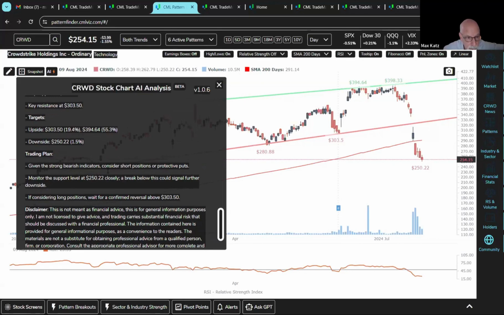Given the strong bearish indicators, consider short positions or protected puts if you already had a position. Monitor the support level at 250. A break below that could signal further downside. And it's getting close to that right now, today, Thursday. End of the day was $2.15. And then it says, hey, if you still want to get long, wait for a confirmed reversal above 3.0.